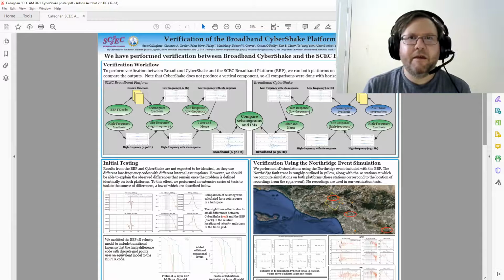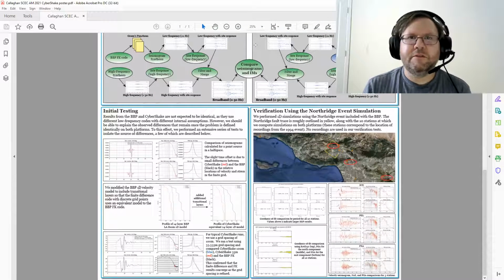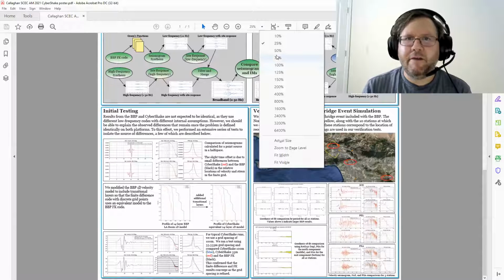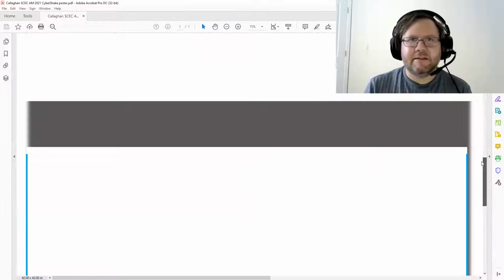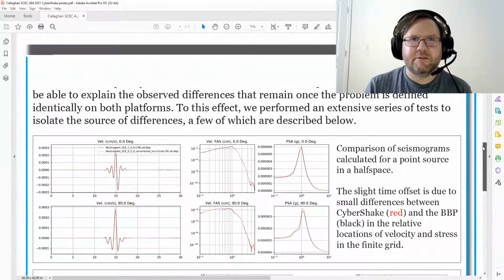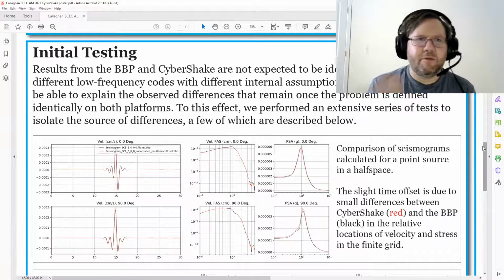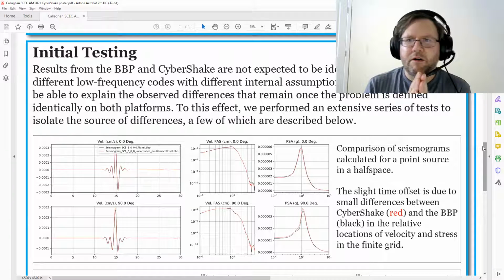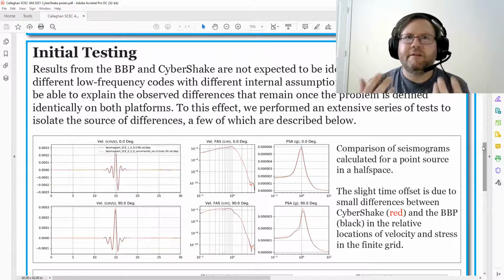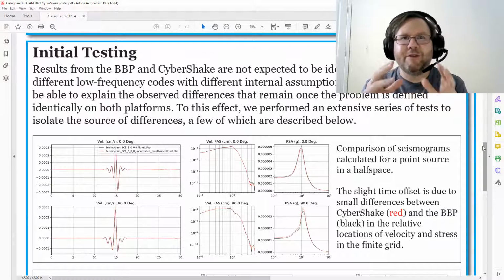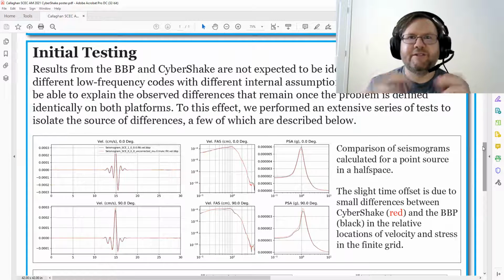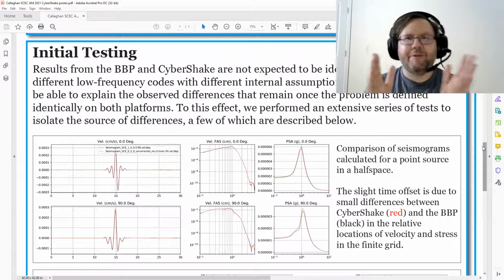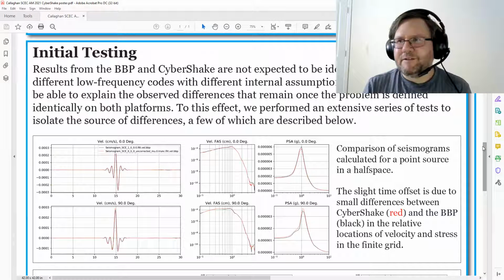In order to do this, the first thing we did was perform a fairly involved set of initial tests to take a look at differences that we might see and be able to explain them. For example, one thing we found is that there is a small time offset, and it turned out that's because the two grids put the stress and the velocity elements in different spots in the grid. So you end up being, for example, half a grid point off. That's one example of something that we found.